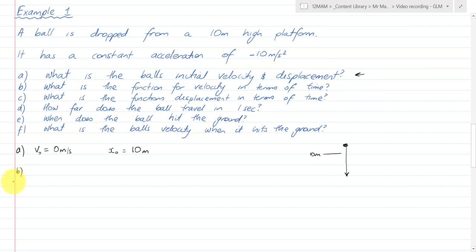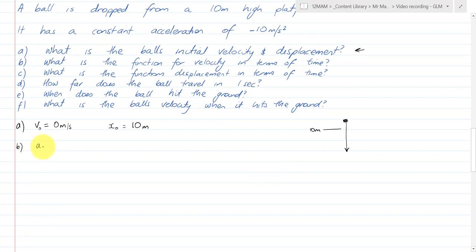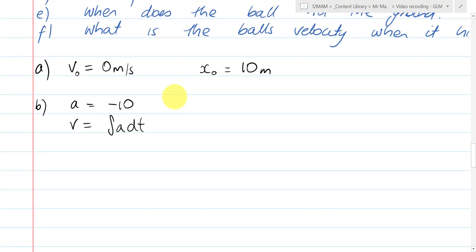Part B, what is the function for velocity in terms of time? Well, we know acceleration. Acceleration is equal to negative 10 meters per second squared. So velocity is equal to the integral of acceleration with respect to time, as we've already determined. And that means that velocity is equal to the integral of negative 10 with respect to time, which is negative 10t plus some constant.